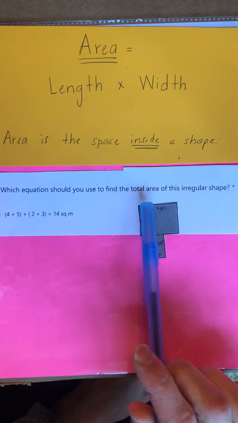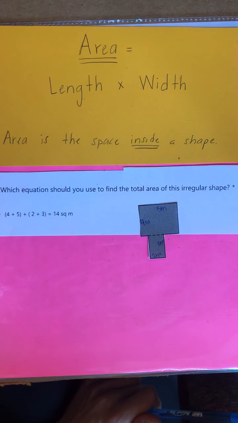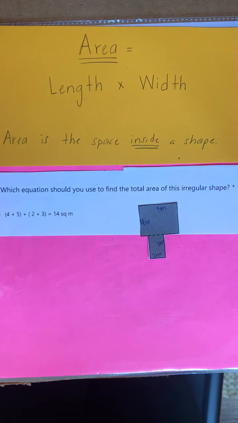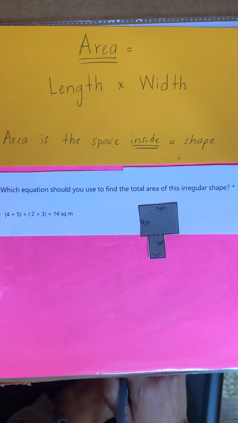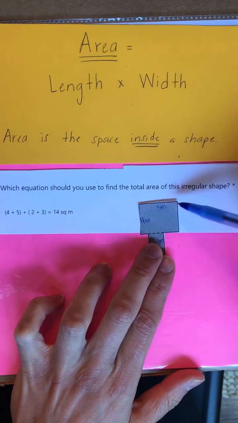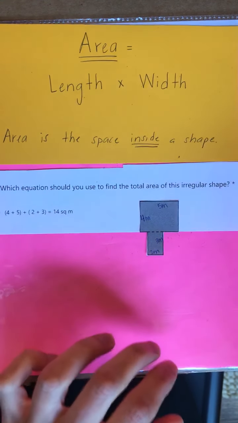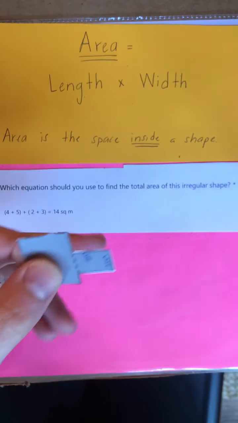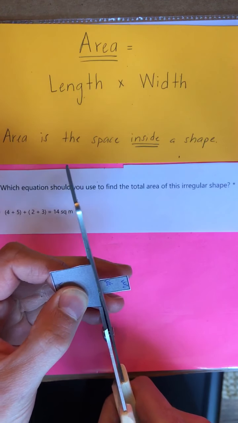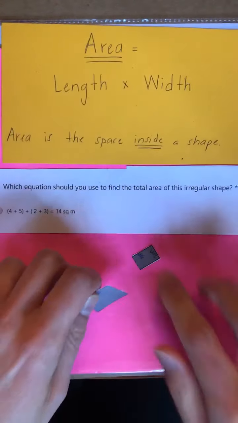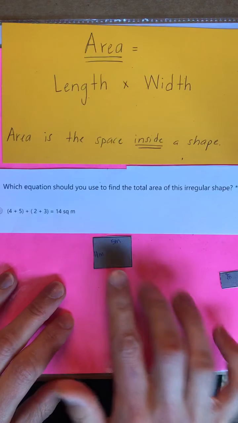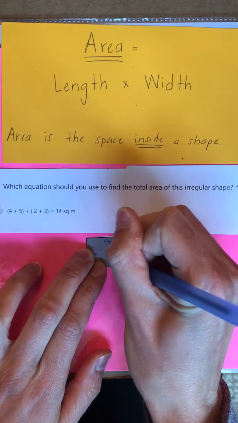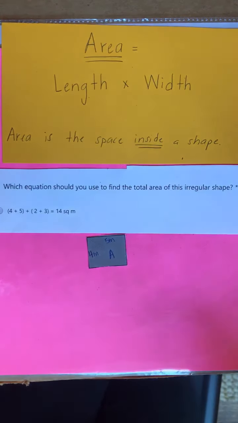Which equation should you use to find the total area of this irregular shape? So remember, when we're finding the area of a shape, we're multiplying the length times the width. To make this a little bit easier, I am going to take our irregular shape and cut it into 2 parts. So what I'm going to do first is find the area of my shape that I'll call A. Okay? So let's find the area of A.